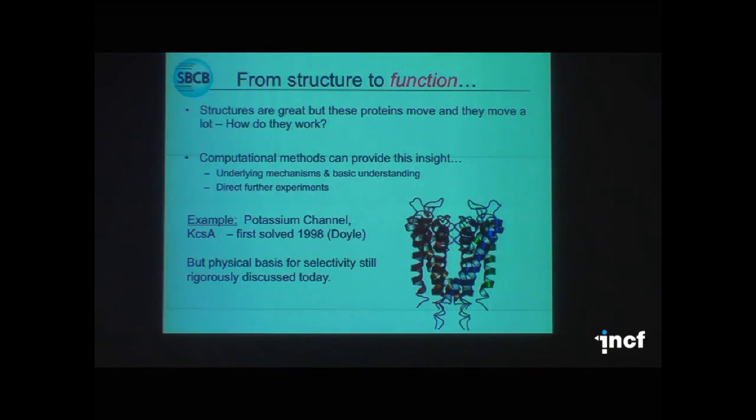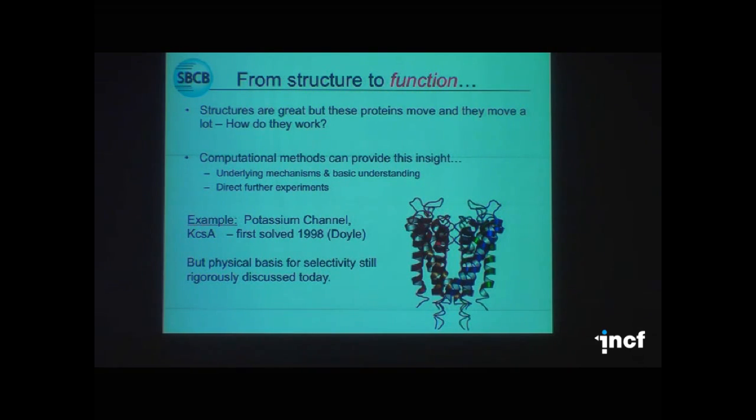So the structures are great, but they're really only a starting point in some ways. A lot of these proteins that we're talking about that are embedded in the membrane are very dynamic. They move by definition. They have to move in order to conduct the signal. So you could say, well, why don't we just solve structures for all the different states using crystallography?